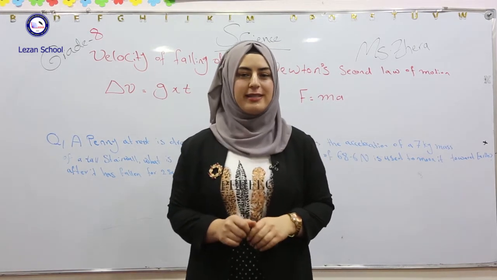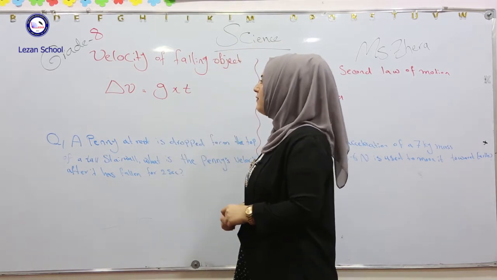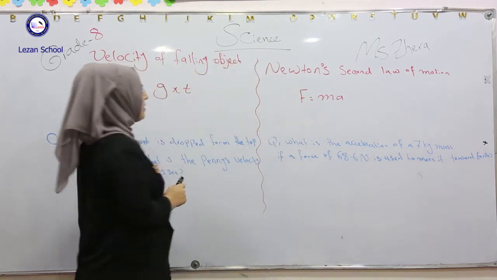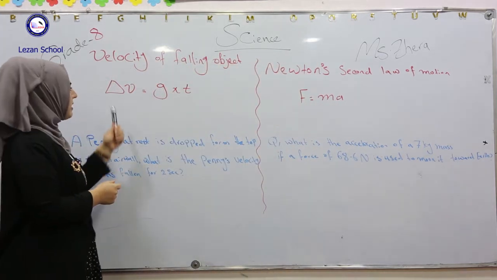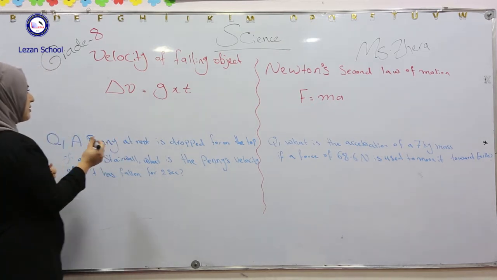Today we are going to explain two new rules for grade 8. We will start with the first rule, the velocity of a falling object. The rule says delta V equals G times T. Let's get to know each character inside the rule.